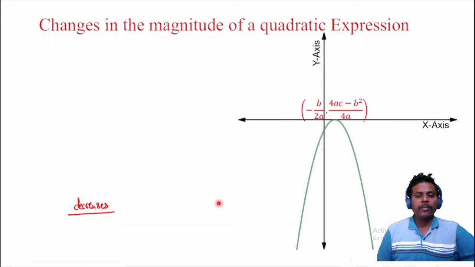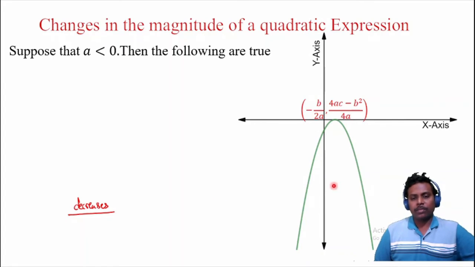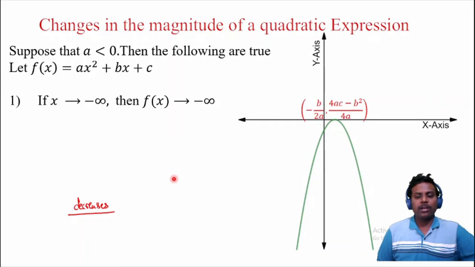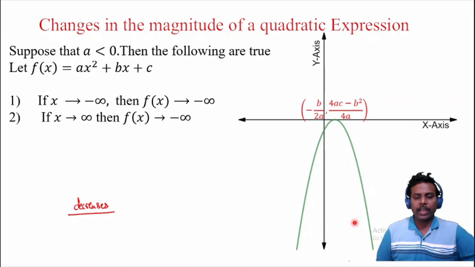That's our next slide: changes in the magnitude of a quadratic expression when a is negative. This is the graph of a parabola, y equals ax square plus bx plus c, where a is negative. So f of x equals ax square plus bx plus c. If x is tending to minus infinity, f of x also tends to minus infinity. Second point, as x approaches in the right direction, f of x is approaching again in the negative direction. So f of x approaches minus infinity.